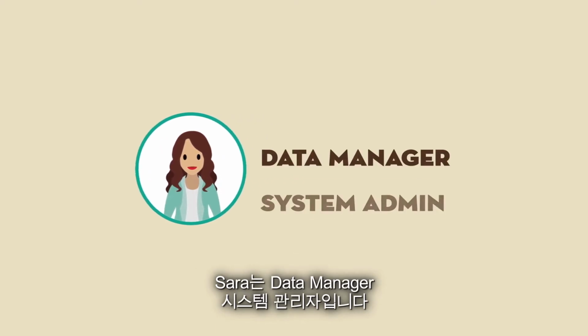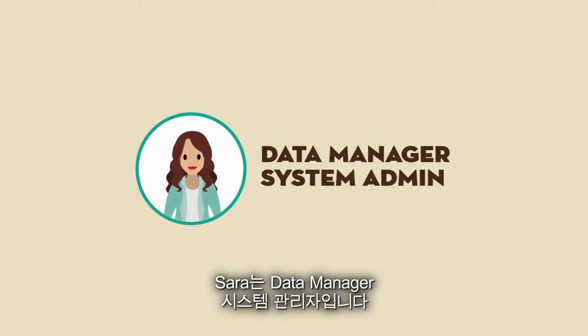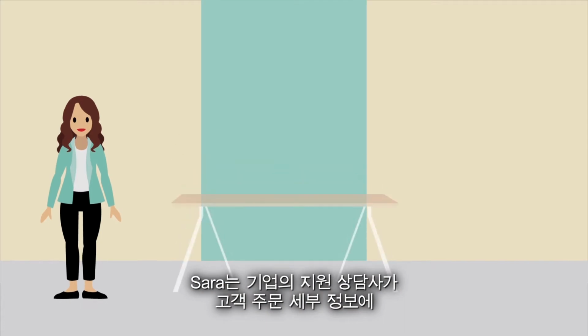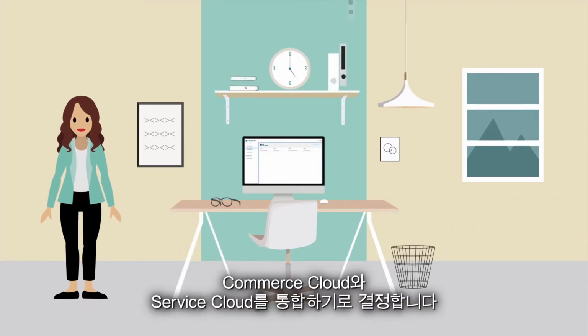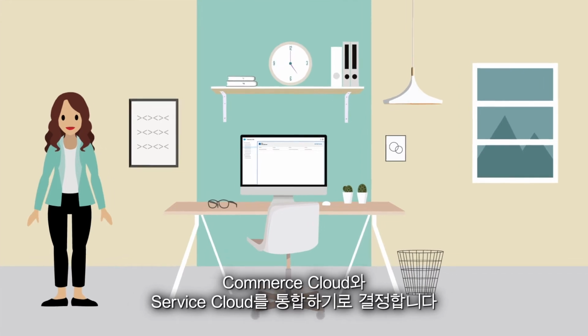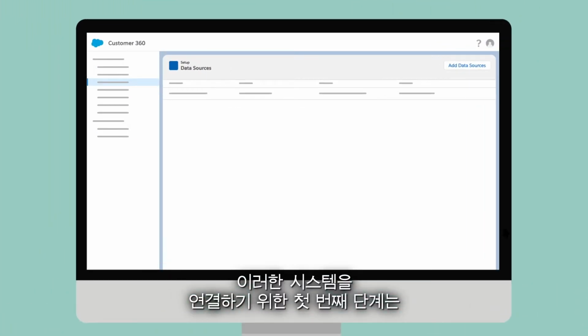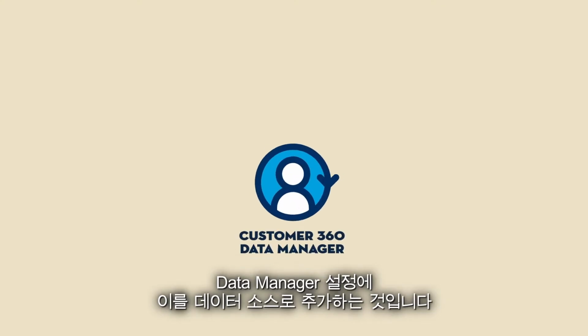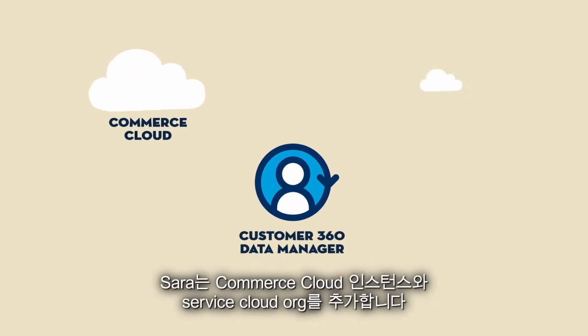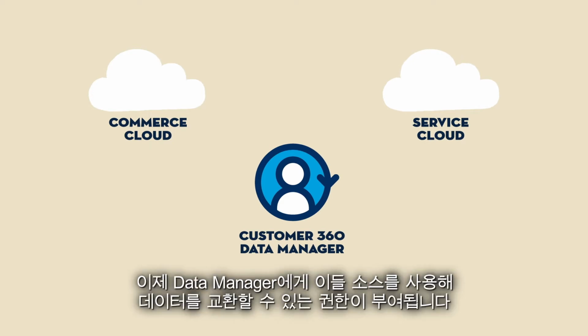Sarah is the Data Manager system admin at her company. Sarah decides to integrate Commerce Cloud and Service Cloud so the company's support agents have easy access to customer order details. The first step is to connect those systems by adding them as data sources in the Data Manager setup. She adds a Commerce Cloud instance and a Service Cloud org. Now the Data Manager is authorized to exchange data with those sources.